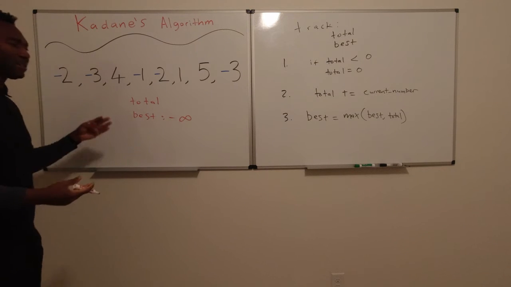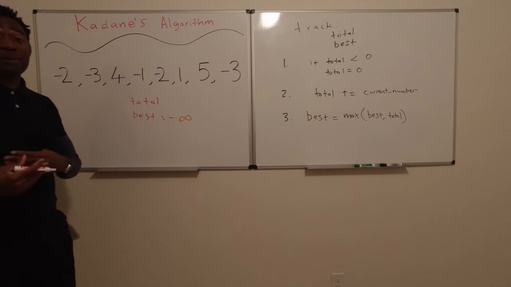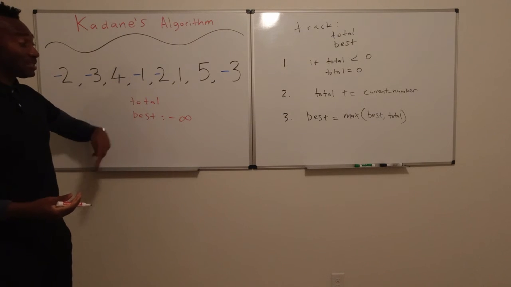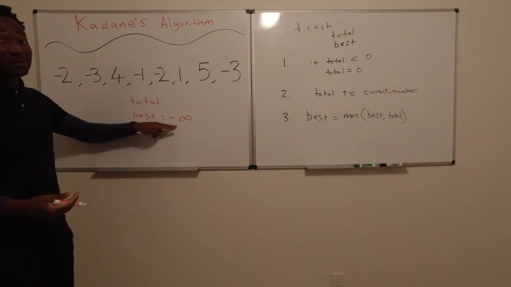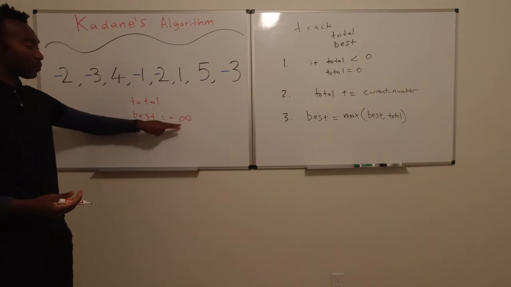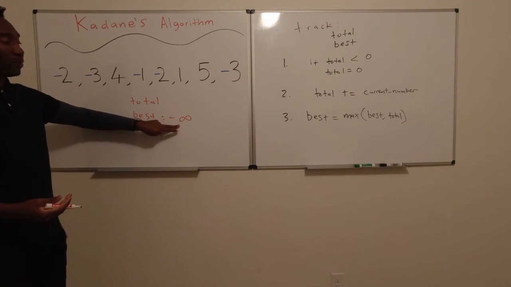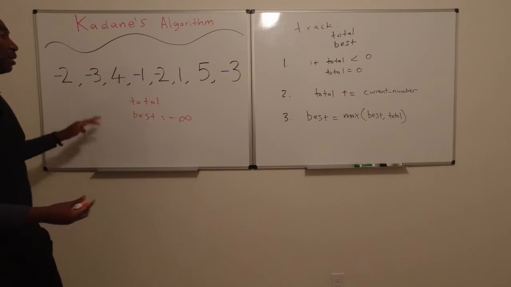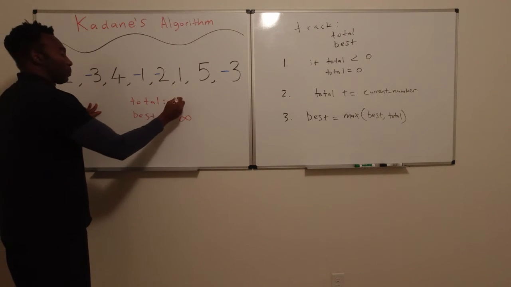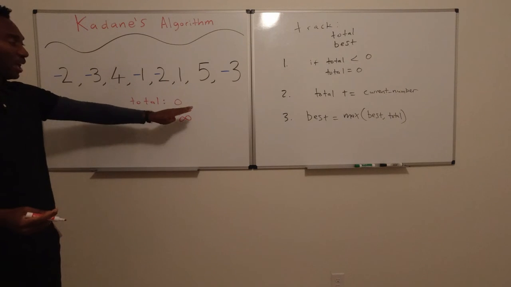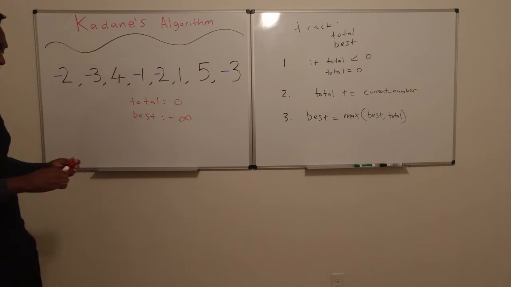You may ask, why negative infinity? Keep in mind, we're trying to maximize, right? So any sum that I get is guaranteed to be larger than the smallest number that we can have possible. And that's why I choose negative infinity as the initial value for the best. For the total, we will set this to 0 because in the very beginning, before you loop through, you haven't added anything. So you can have 0 as that initial value.